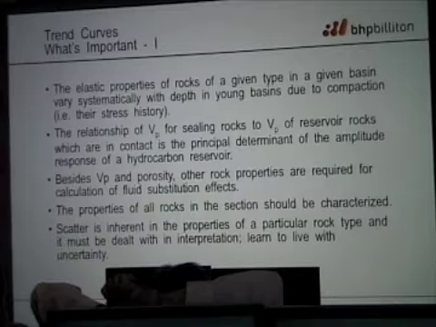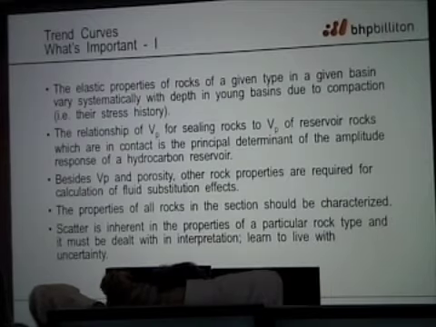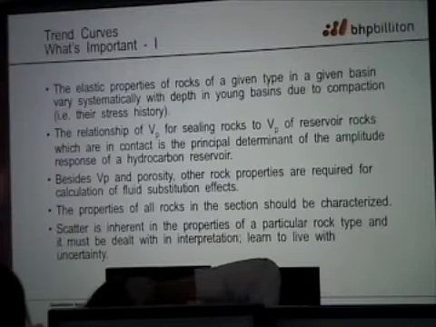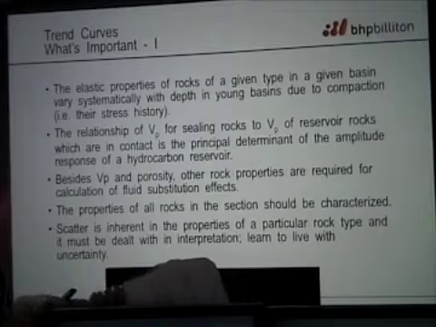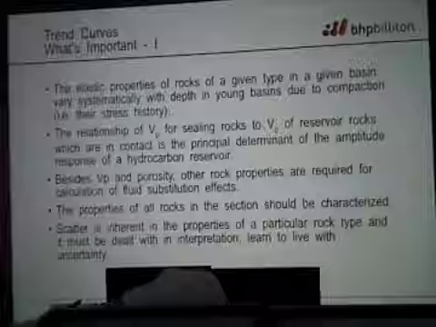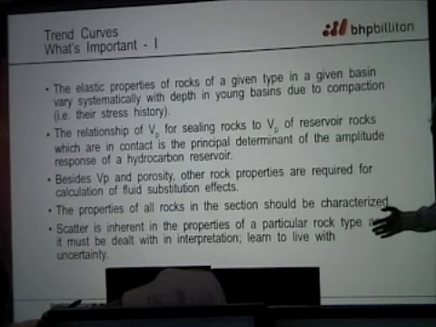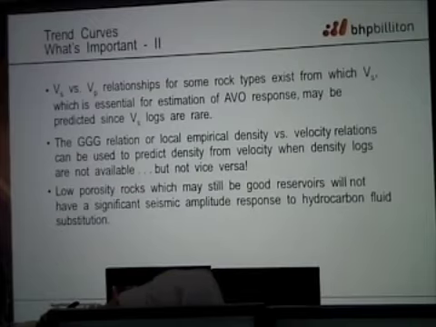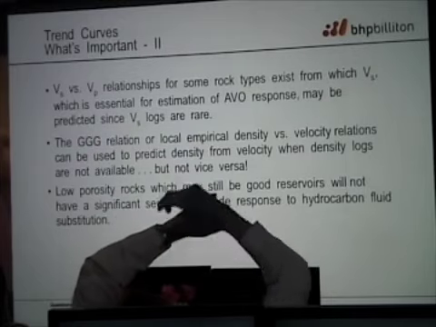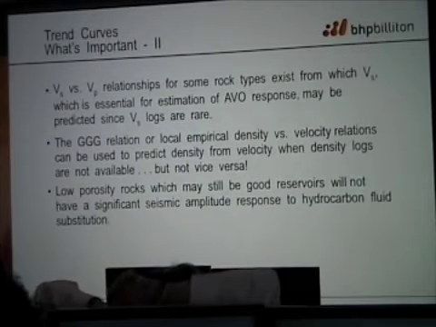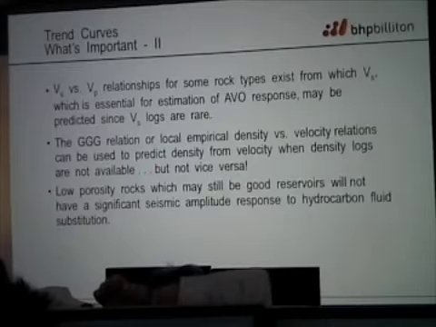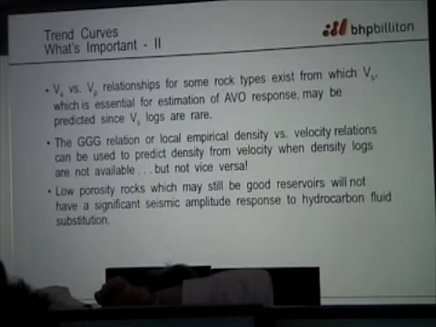brine saturated sand. Besides VP and porosity, other rock properties are required for calculation of fluid substitution effects. We talked about that: salinities, GORs if you have them, pressure and temperature. The properties of all rocks in a section should be characterized. There is scatter inherent in the properties of a particular rock type, and you must deal with it. You can't ignore it. You want to reduce it. VS versus VP relationships for some rock types exist from which VS, which is essential for the estimation of the AVO response, may be predicted, since VS logs are rare.